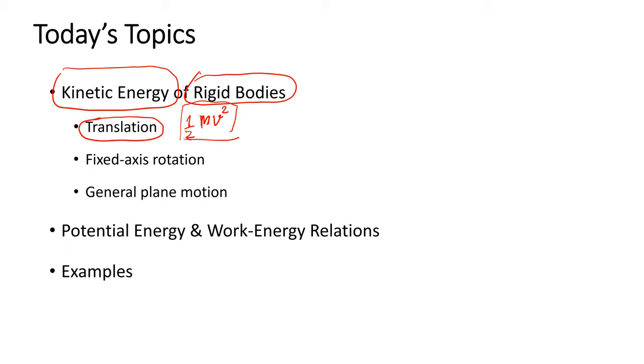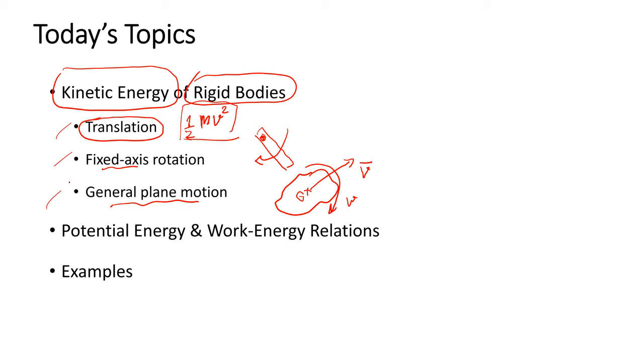But if it's a rigid body and we need to consider the rotation, we have two possible cases. The first one, we have one fixed point and consider the rotation about that fixed point, and we call this fixed axis rotation. Today we are talking about the kinetic energy for the fixed axis rotation. The other case is general plane motion. If we have a rigid body that has its own velocity vector and it also rotates with omega. We will see how we can obtain the corresponding kinetic energy for each of the three different cases.